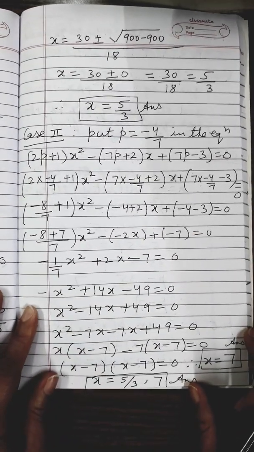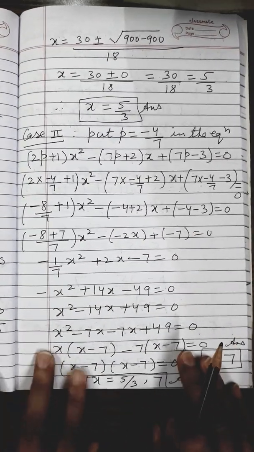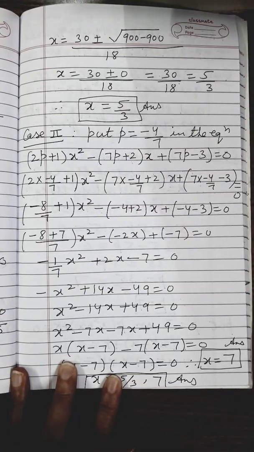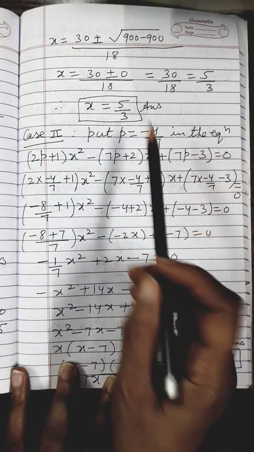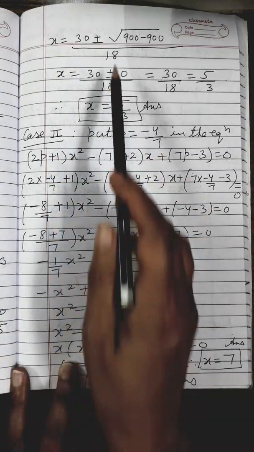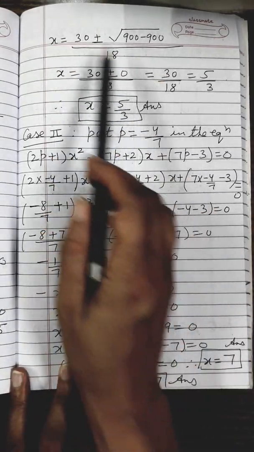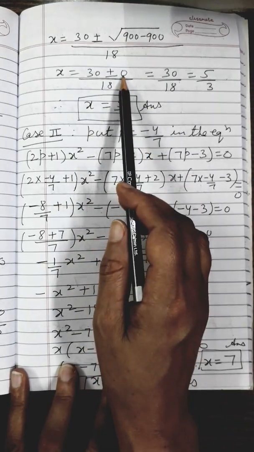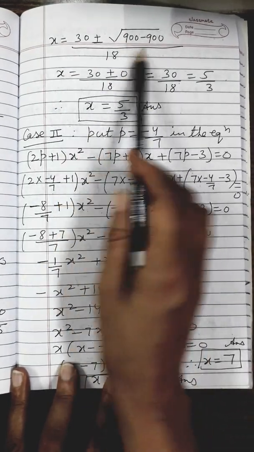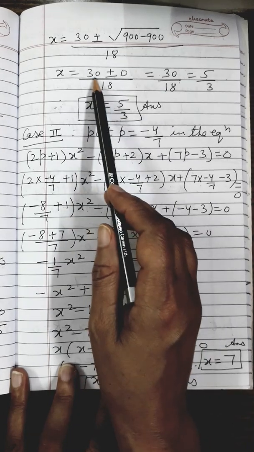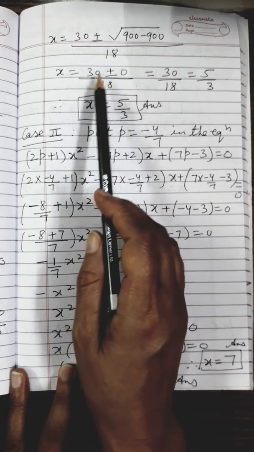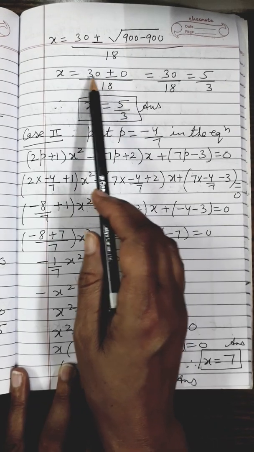So what you will get, x equals 30 plus minus, minus 30 square gives you 900 and minus 4 into 9 into 25 gives you 900, divided by 2 into 9, which is 18. Next step, 30 plus minus square root of 900 minus 900, which means 0, square root of 0 is 0, upon 18. Now this is 30 plus minus 0 upon 18. Whether I take plus 0 or minus 0, it will remain 30.